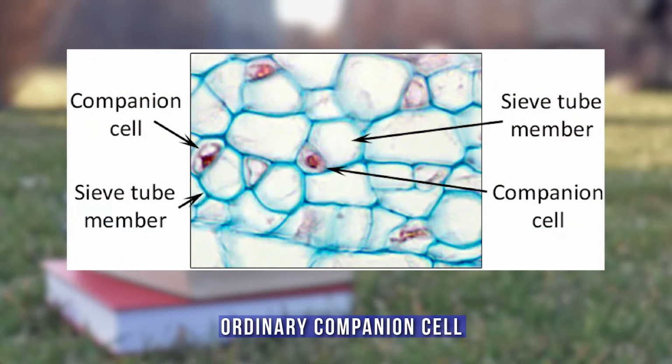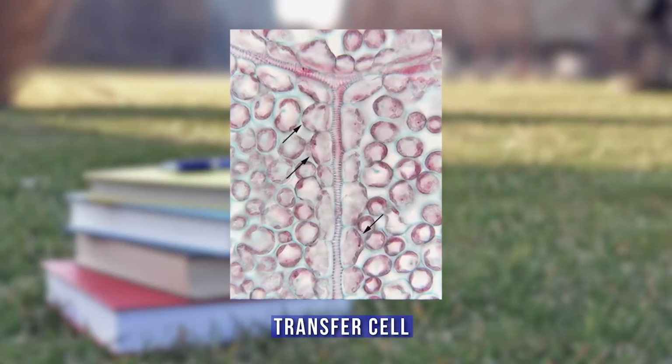Now the companion cell, as I told you, is associated with the sieve tube, controlling its metabolic activity. But the companion cell can be of two types. The one which is close to the sieve tube is called the ordinary companion cell, helping in translocation. There is another type which is the transfer cell, and the transfer cells are bigger in size. They are in between the xylem and phloem, and they are somewhat connecting the two major types of tissue in the plant system.